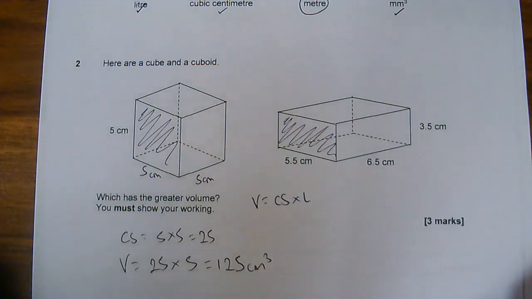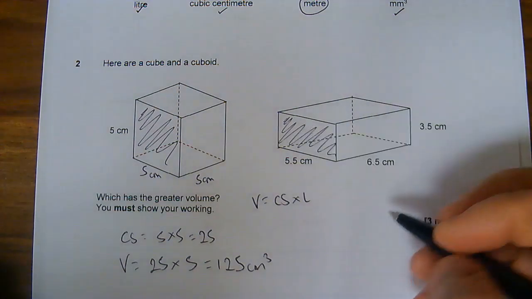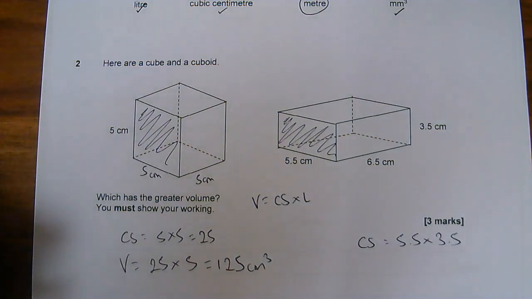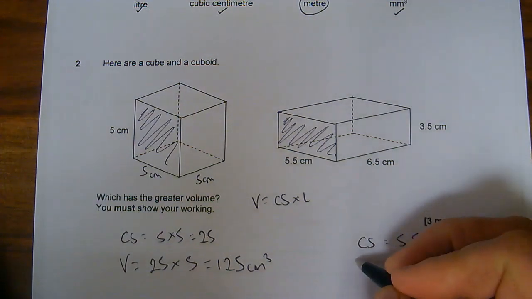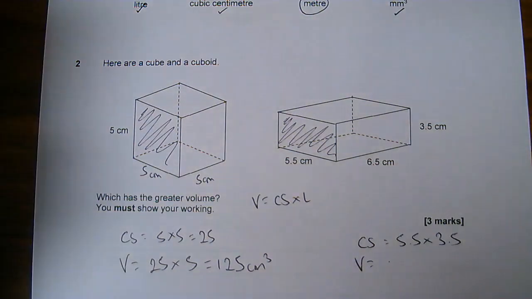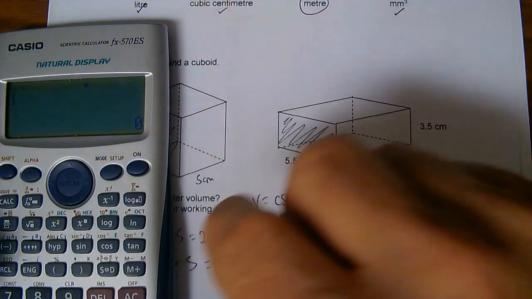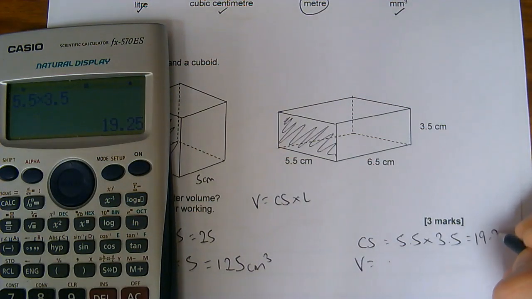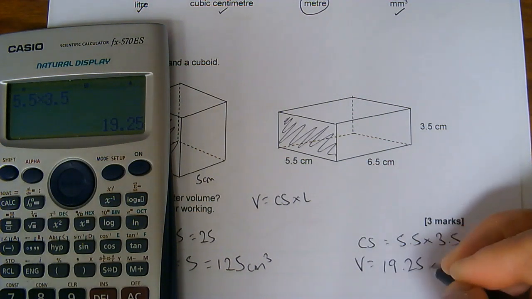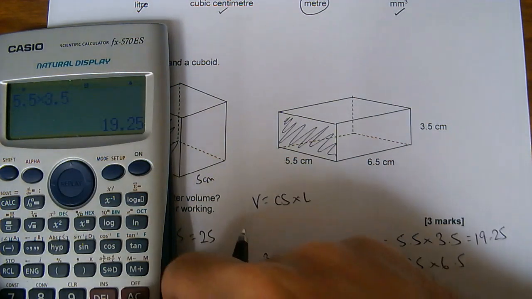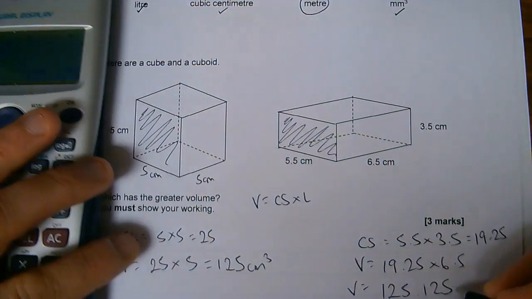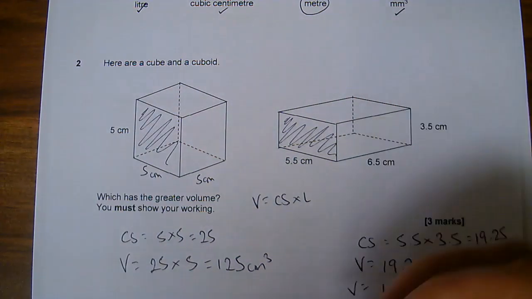125 centimetres cubed. For the cuboid, my cross section is 5.5 times 3.5, and then I'm going to multiply that cross section by how long it is. So my volume equals, let's just work out the area of the cross section first, 5.5 times 3.5, so that's 19.25, so 19.25 times 6.5, which means my volume is 125.125 centimetres cubed. Which has the greater volume?